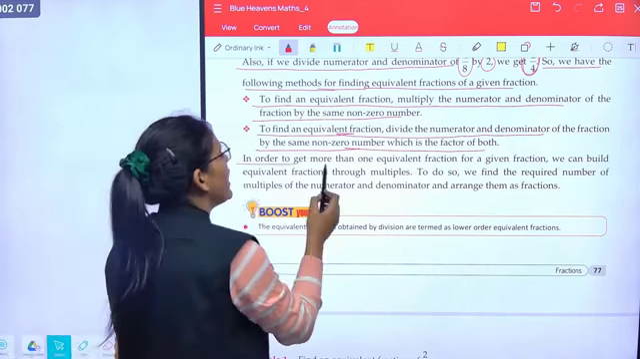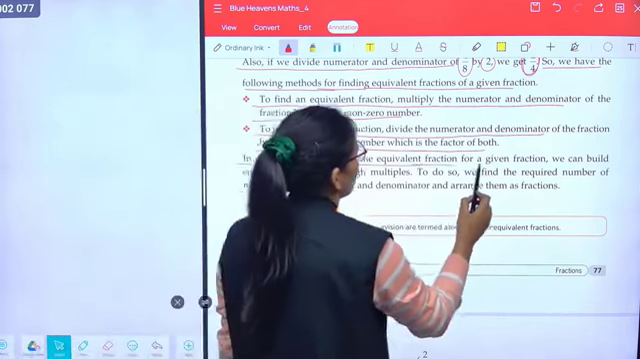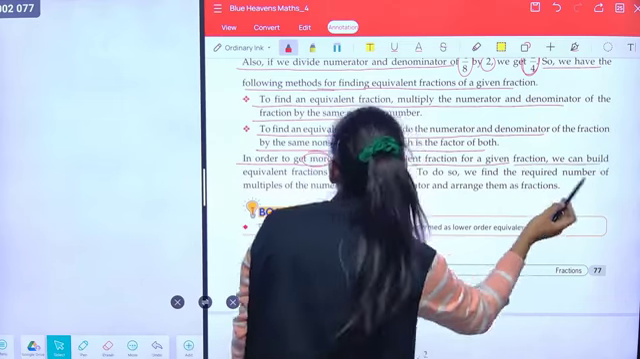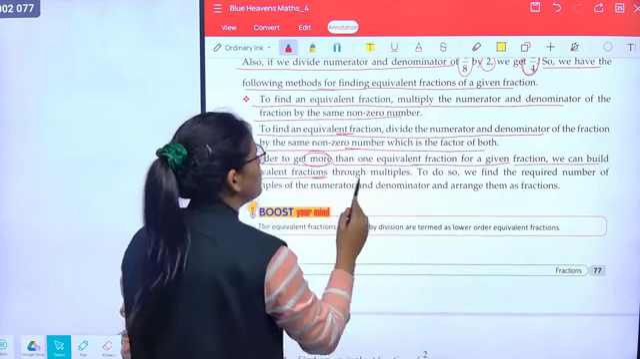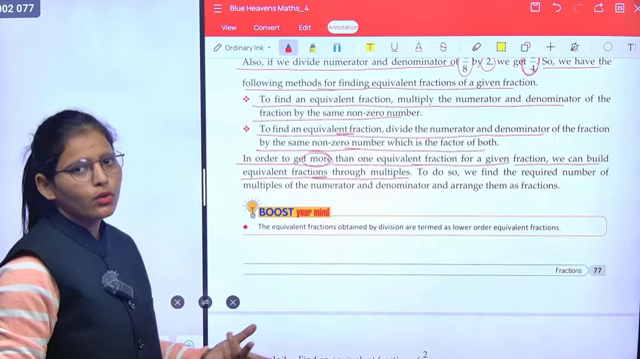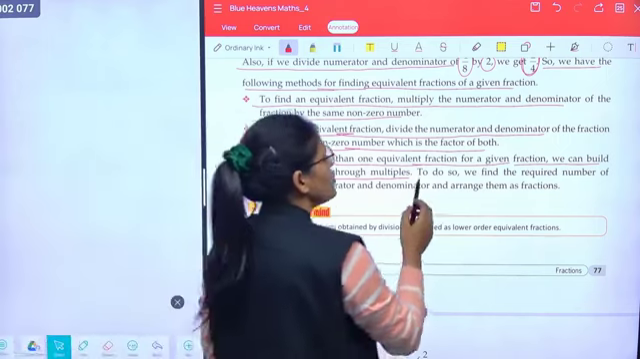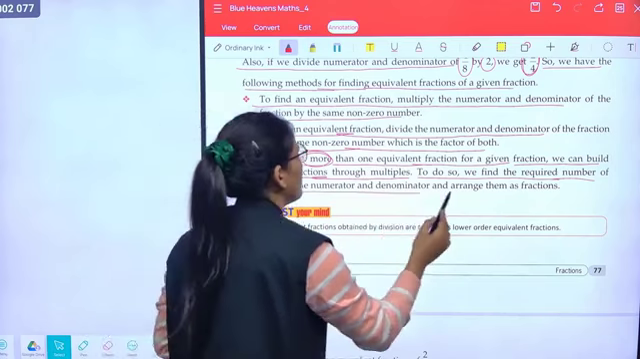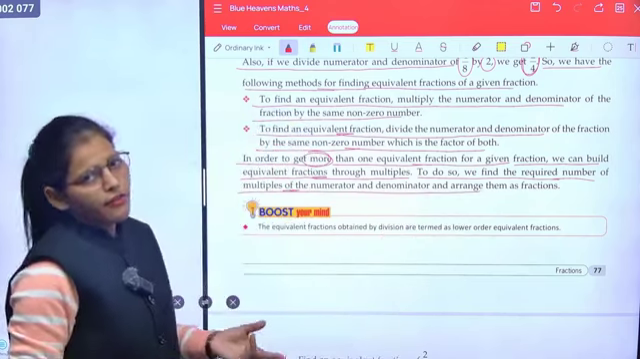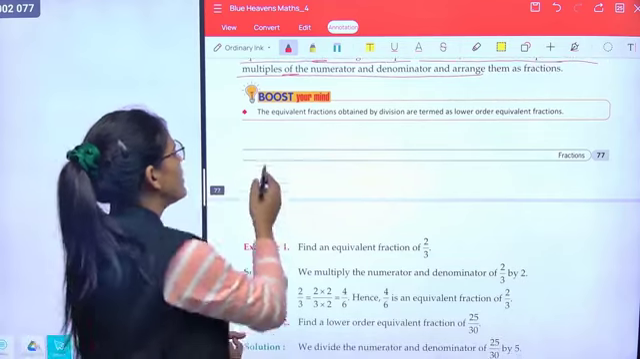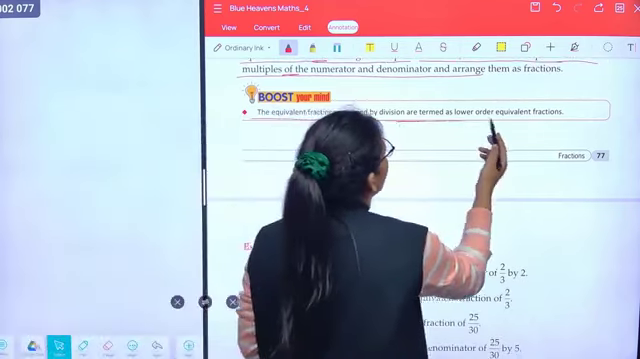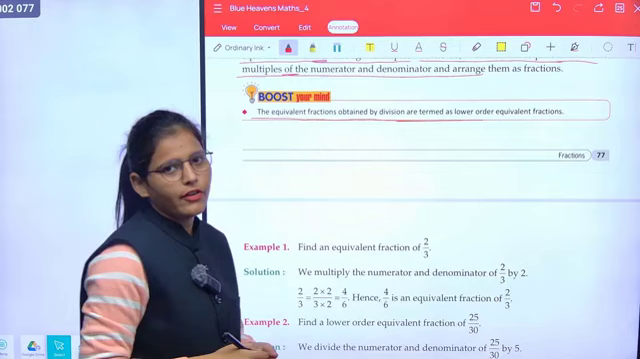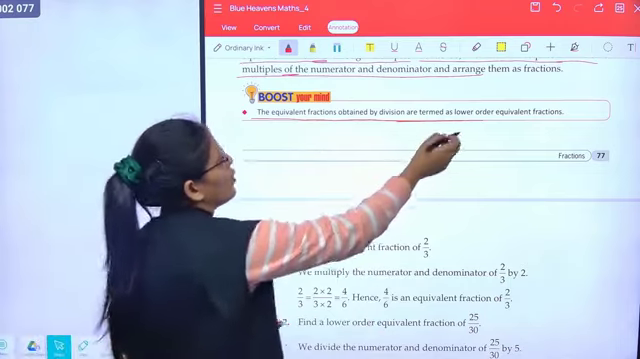Now, in order to get more than one equivalent fraction for a given fraction, we can build equivalent fractions through multiples. Through multiples. To do so, we find the required number of multiples of the numerator and denominator and arrange them as fractions. The equivalent fractions obtained by division are termed lower order equivalent fractions. Which order? Lower order.